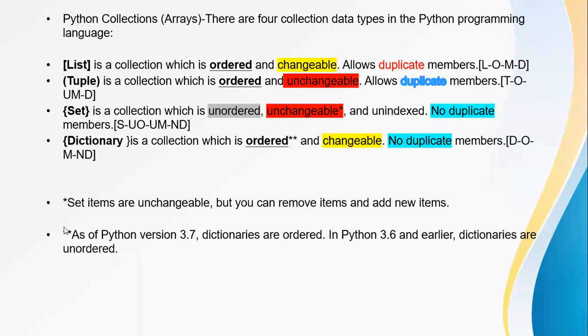Okay, fine. As of Python version 3.7, dictionaries are ordered. In Python 3.6 and earlier, dictionaries are unordered. Please note this part.